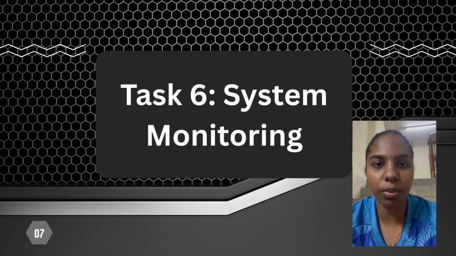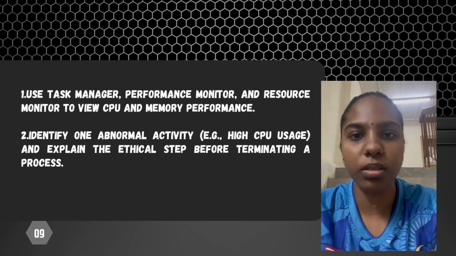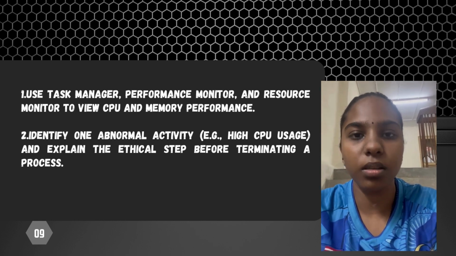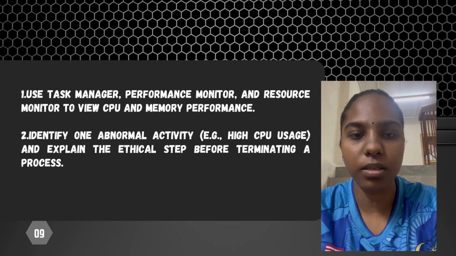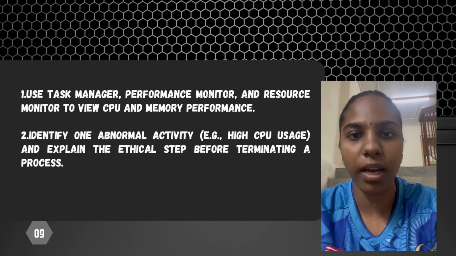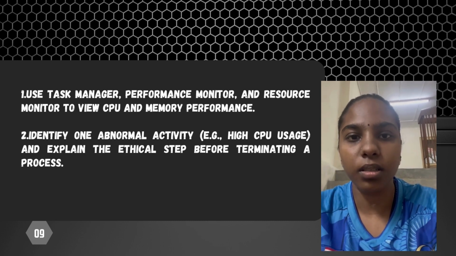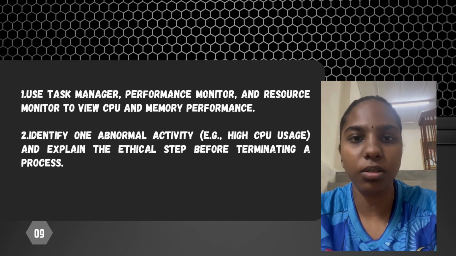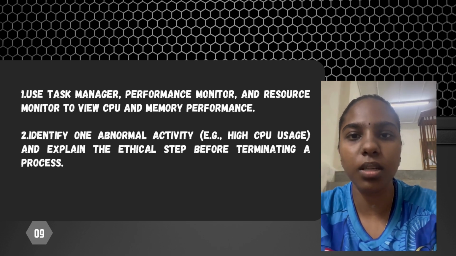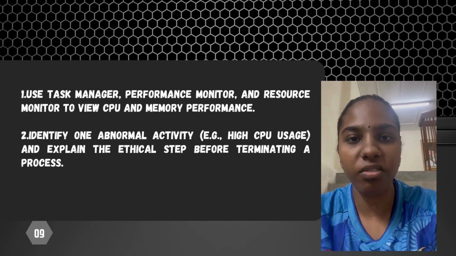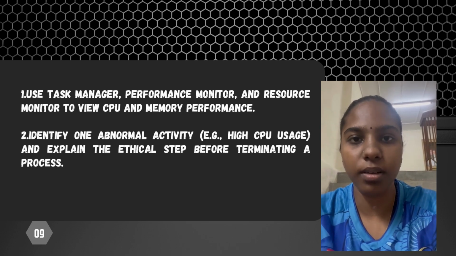Now, Task 6, system monitoring. In Task 6, we learned to monitor system performance using tools like Task Manager, Performance Monitor, and Resource Monitor. These tools help us track CPU and memory usage and identify any abnormal activity, such as unexpected spikes in resource usage. If we find an issue, the ethical action is to analyze it before terminating any process, ensuring no user, task, or service is harmed without justification. This teaches us that ethical decision making is essential even in technical tasks. We must balance performance efficiency with user fairness.